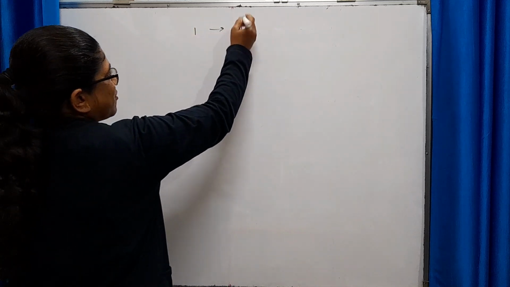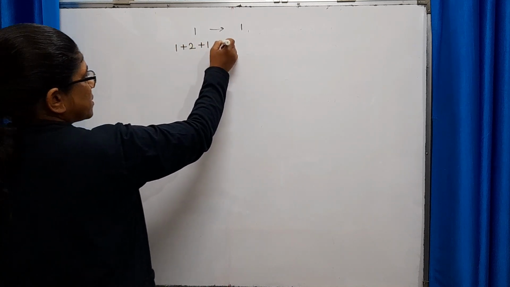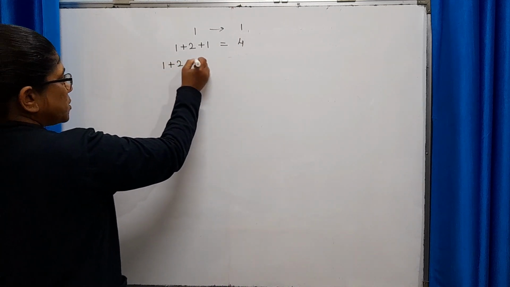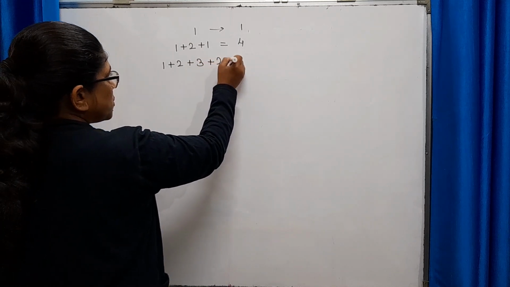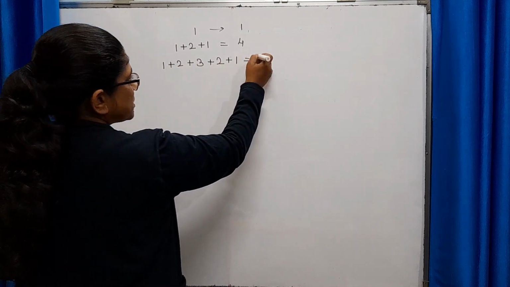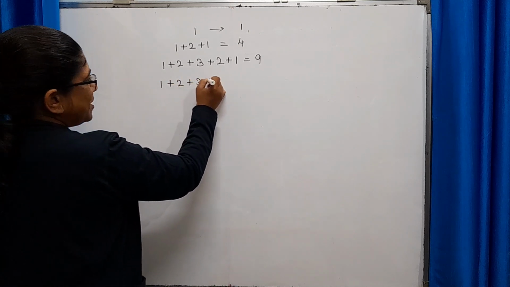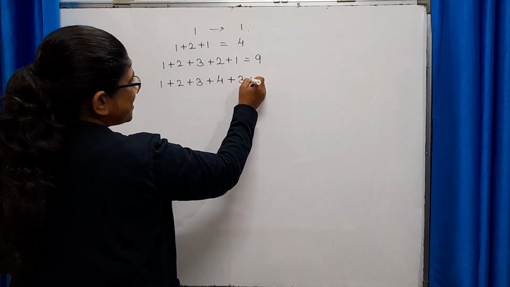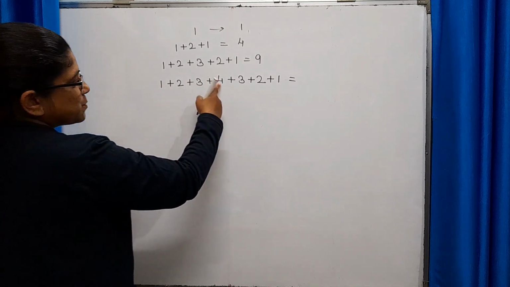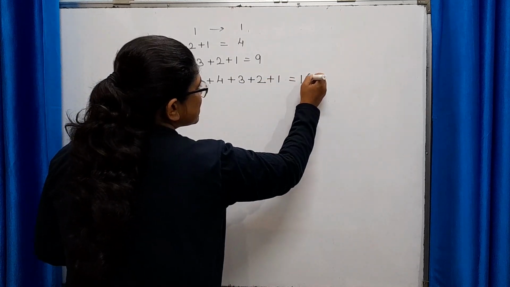1. Okay, 1 I'll write as it is. 1 plus 2 plus 1. It's 4. 1 plus 2 plus 3 plus 2 plus 1. 1 plus 2, 3. 3 plus 3, 6. 6 plus 2, 8. 8 plus 1, 9. 1 plus 2 plus 3 plus 4 plus 3 plus 2 plus 1. 1 plus 2, 3. 3 plus 3, 6. 6 plus 4, 10. 10 plus 3, 13. 13 plus 2, 15. 15 plus 1, 16.